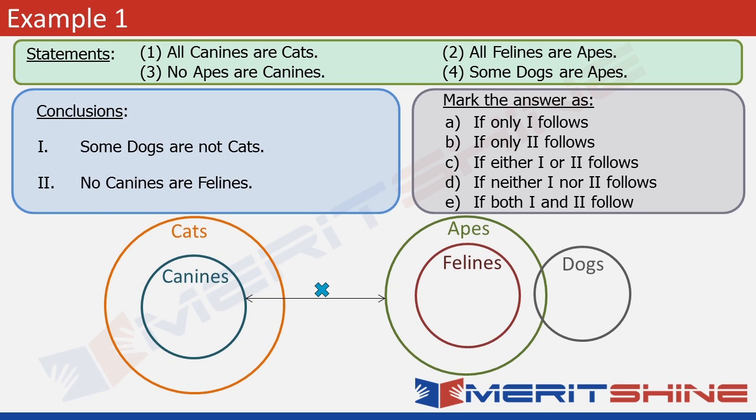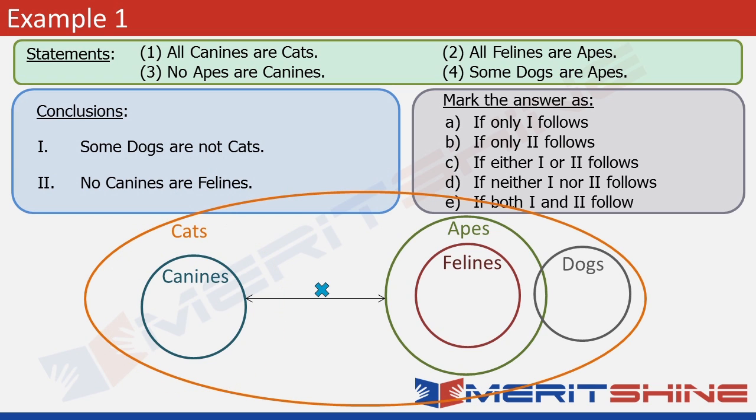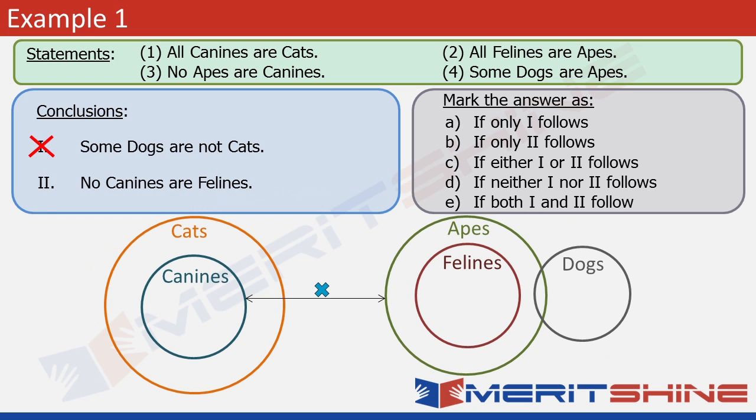Let's go to the conclusions now. 1. Some dogs are not cats. Since it's a negative statement, let's try extending the Venn diagram. We can easily see here that the set of cats can be extended to include all the dogs. Something like this. It's possible that the complete set of dogs is contained within the set of cats. So this conclusion does not follow. Let's bring the figure back to its original position and look at conclusion 2 now.